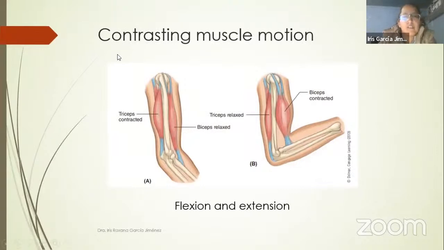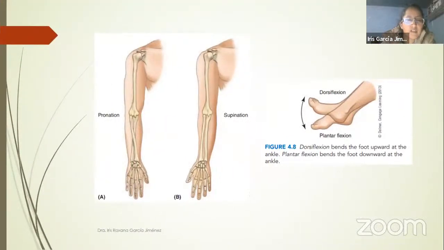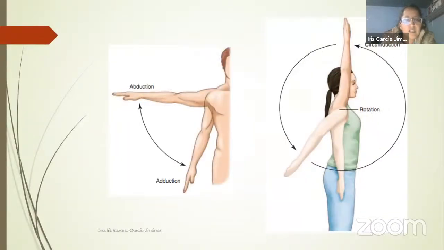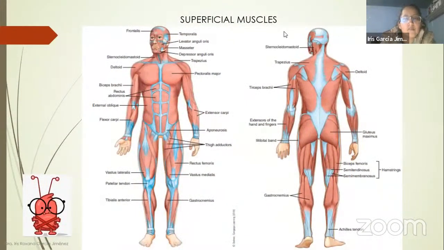About contrasting muscle motion, we have to consider flexion and extension. We all know about it. When a muscle is in flexion, the opposite group is in extension. That's just for remembering, for reminding, and considering the movements: the pronation, the supination, the dorsiflexion, the plantar flexion, the abduction, the adduction, the circumduction, and the rotation. We all know the concepts and the meanings of these terms, just for practicing.